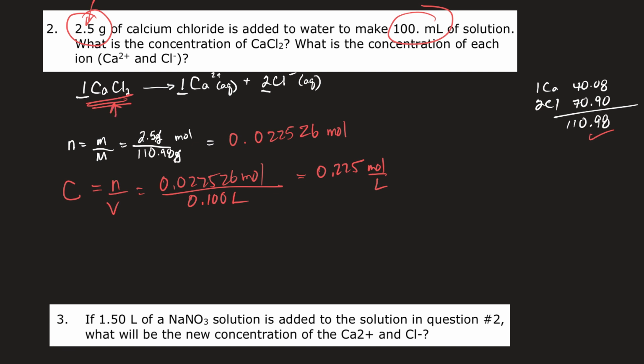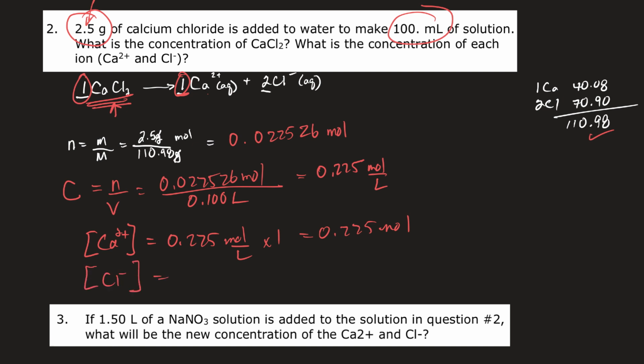So if I use my ratio, for every one of these, I get one of those. So the concentration of calcium ions is going to be 0.225 moles per liter times 1. Or in other words, I don't change it. And then the concentration of chloride ions is going to be the 0.225 moles per liter, but this one I'm going to have to multiply by 2 because of that 2 right there.